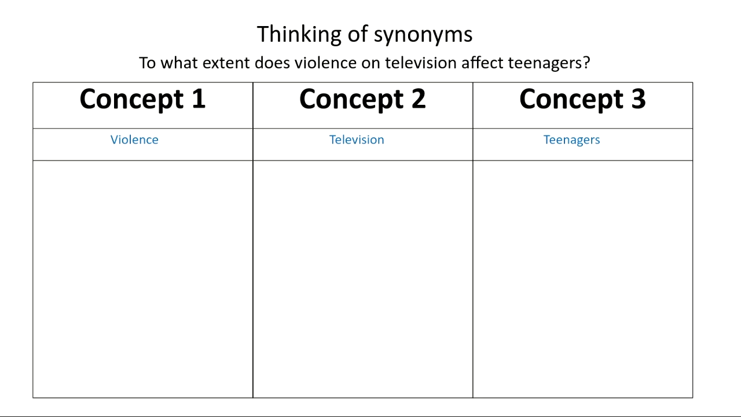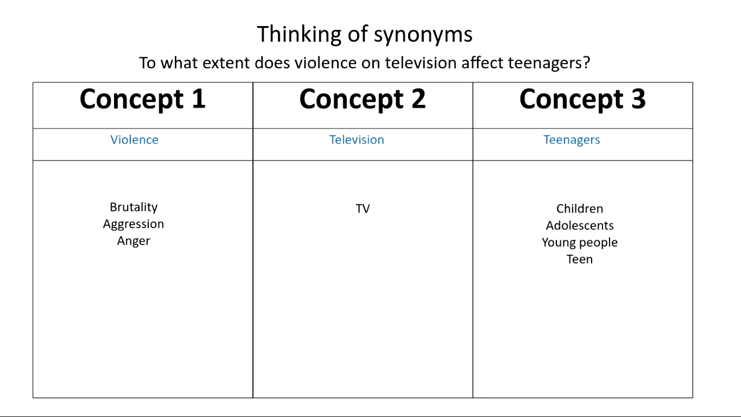In the next slide, we show you the synonyms that can be used to describe these concepts. For violence, we have brutality, aggression, and anger. For television, we have TV. And for teenagers, we have children, adolescents, young people, or teens.